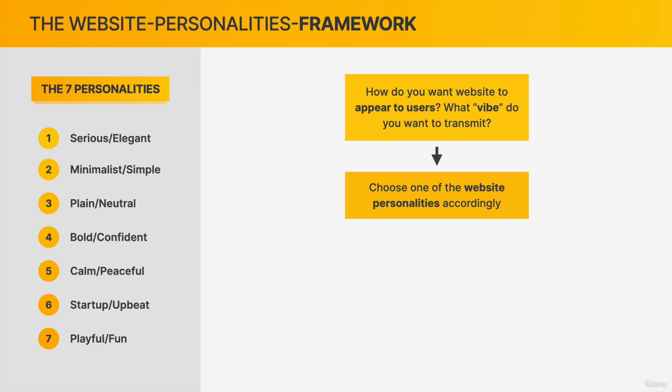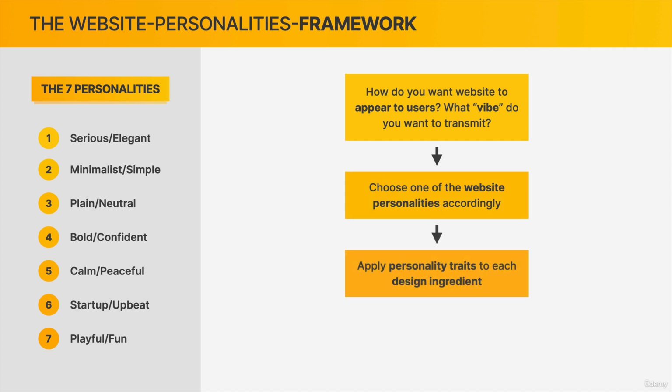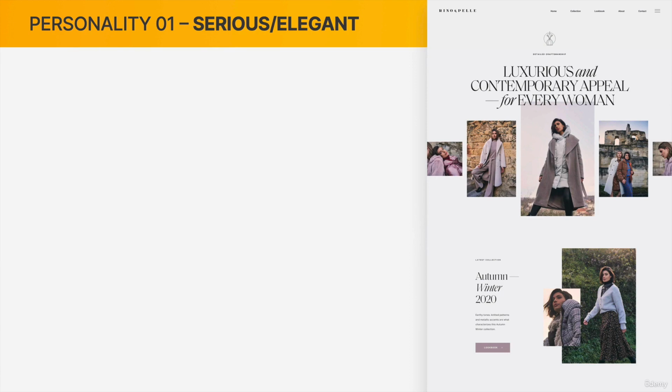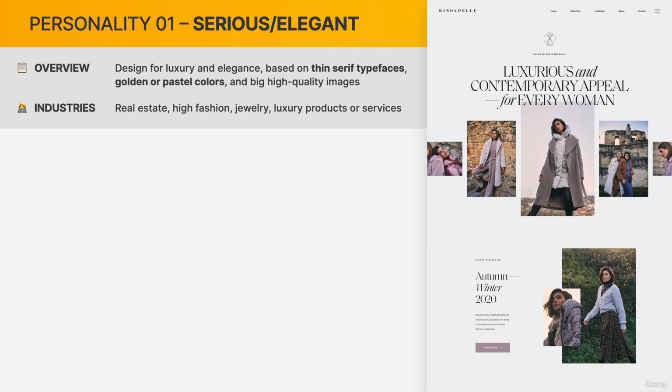For example, the serious and elegant personality doesn't use shadows and doesn't use border radius, while the startup and upbeat personality uses these all the time. Therefore, when we create our designs, all we have to do is apply these personality traits for each of the design ingredients that we learned about. And what exactly are these personality traits? Well, let's find out. So we're going to start with the serious and elegant personality.